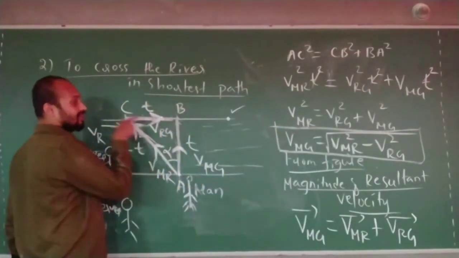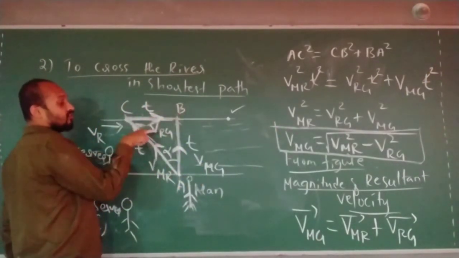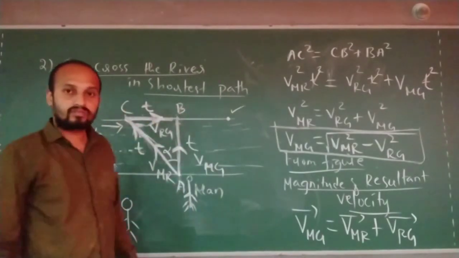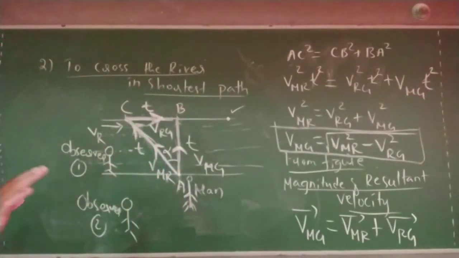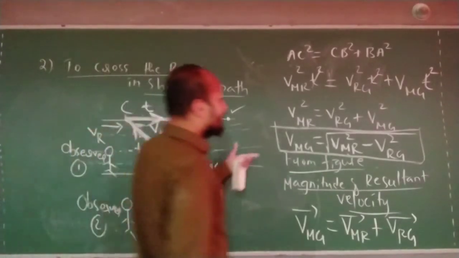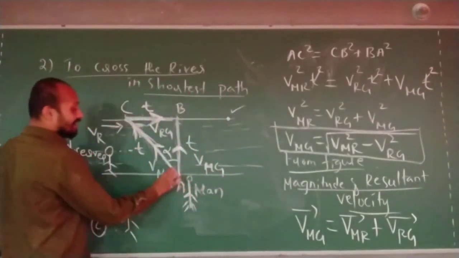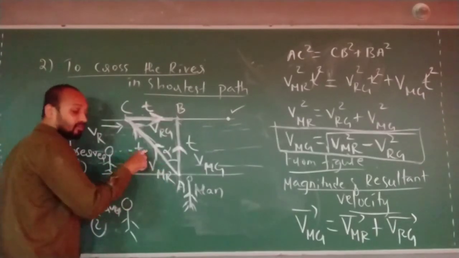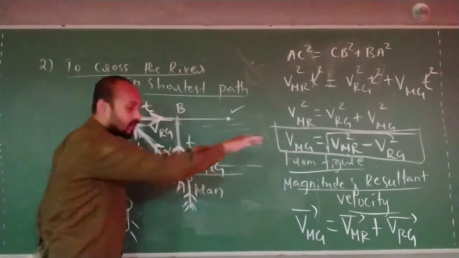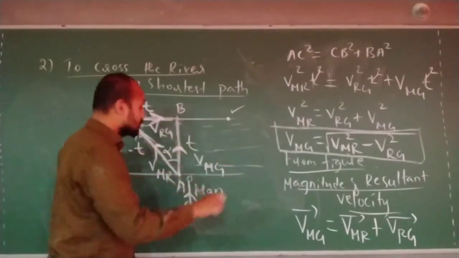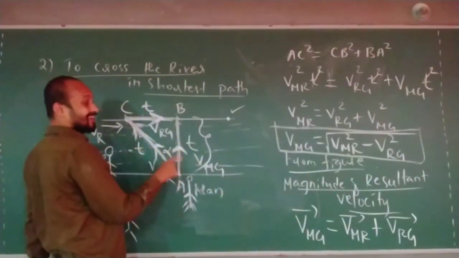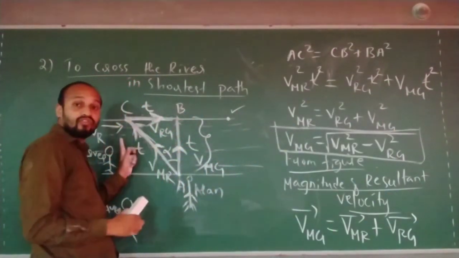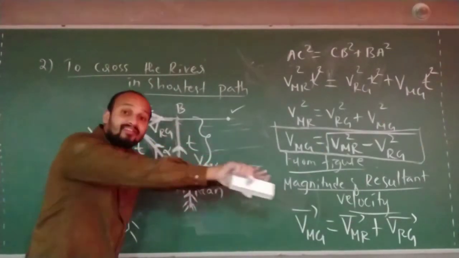Velocity of man with respect to ground is like this. Velocity of river with respect to ground is like this. Yes or no? Clear? So this is the magnitude of resultant velocity. The resultant velocity of this person, this velocity, this is velocity with respect to river. With respect to river is moving. This is the velocity where river is pushing. So this is the resultant velocity of river as well as a person who is swimming inside the river.